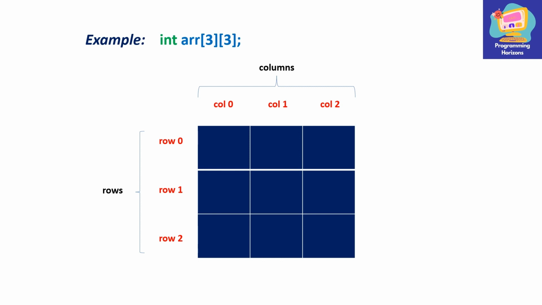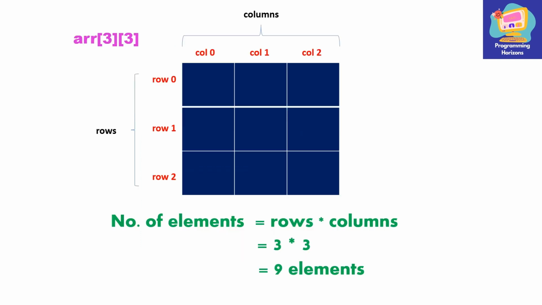The index of the second row is 1 and index of third row is 2 and so on. Similarly, for columns, we have the first column at index 0, the second column at index 1, third column at index 2 and so on. To calculate how many elements to store within a two-dimensional matrix, we just need to multiply the number of rows with number of columns. Here, in this case, we have 3 rows and 3 columns. So, 3 multiplied by 3 will give us 9 elements. That means we can store 9 integer type values within this two-dimensional array called ARR.